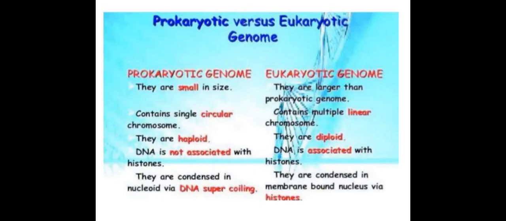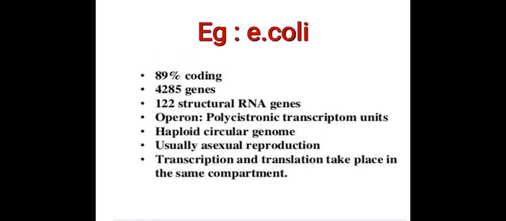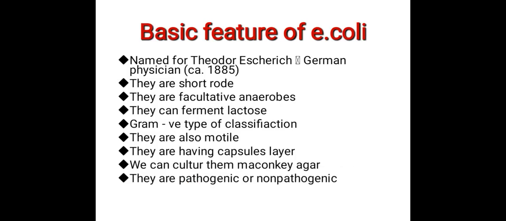Eukaryotic genome: they are larger than the prokaryotic genome. They contain multiple linear chromosomes. They are diploid. DNA is associated with histones. They are condensed in a membrane-bound nucleus via histones. E. coli: 89% coding, 4289 genes, 122 structural RNA genes, operons, polycistronic transcription units, haploid circular genome, usually asexual reproduction; transcription and translation take place in the same compartment.